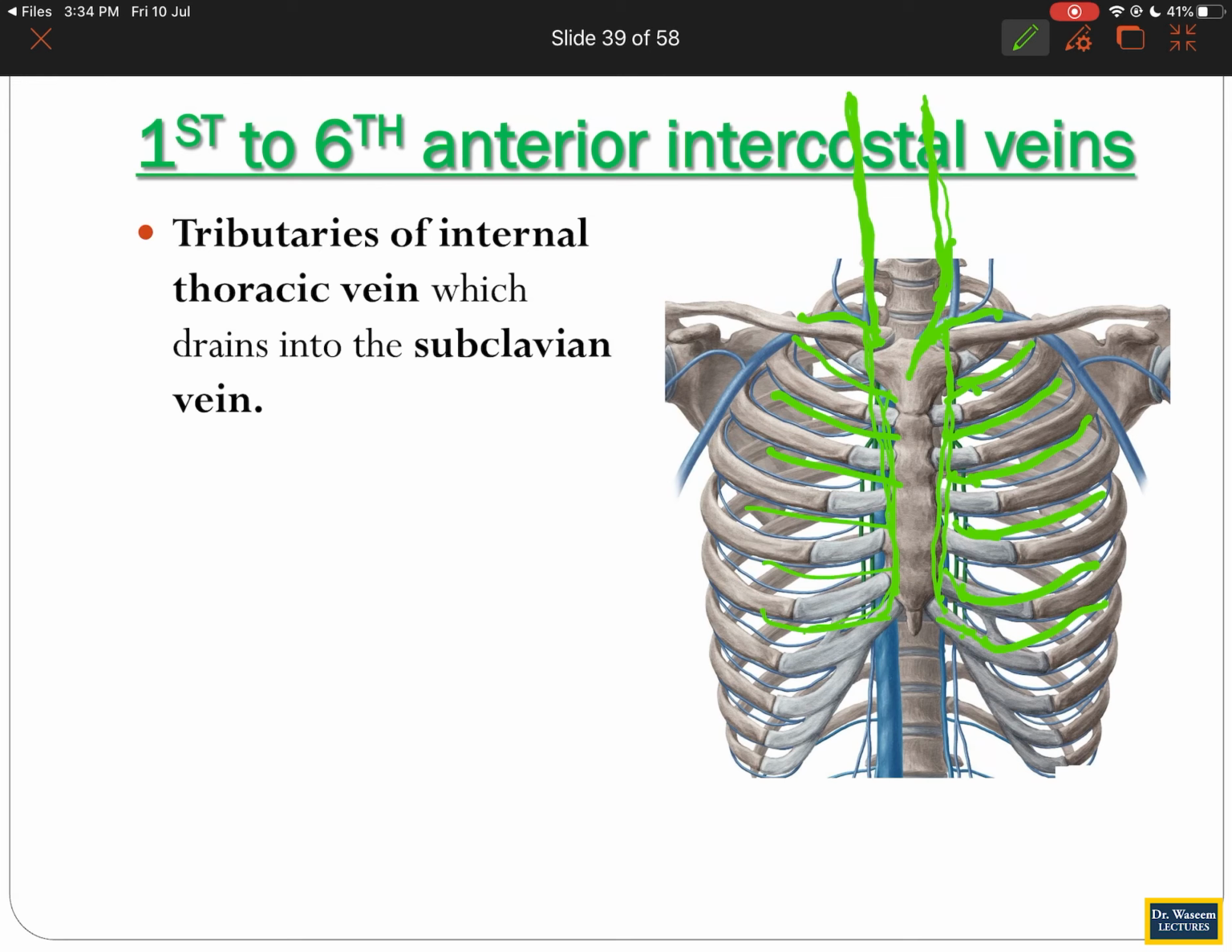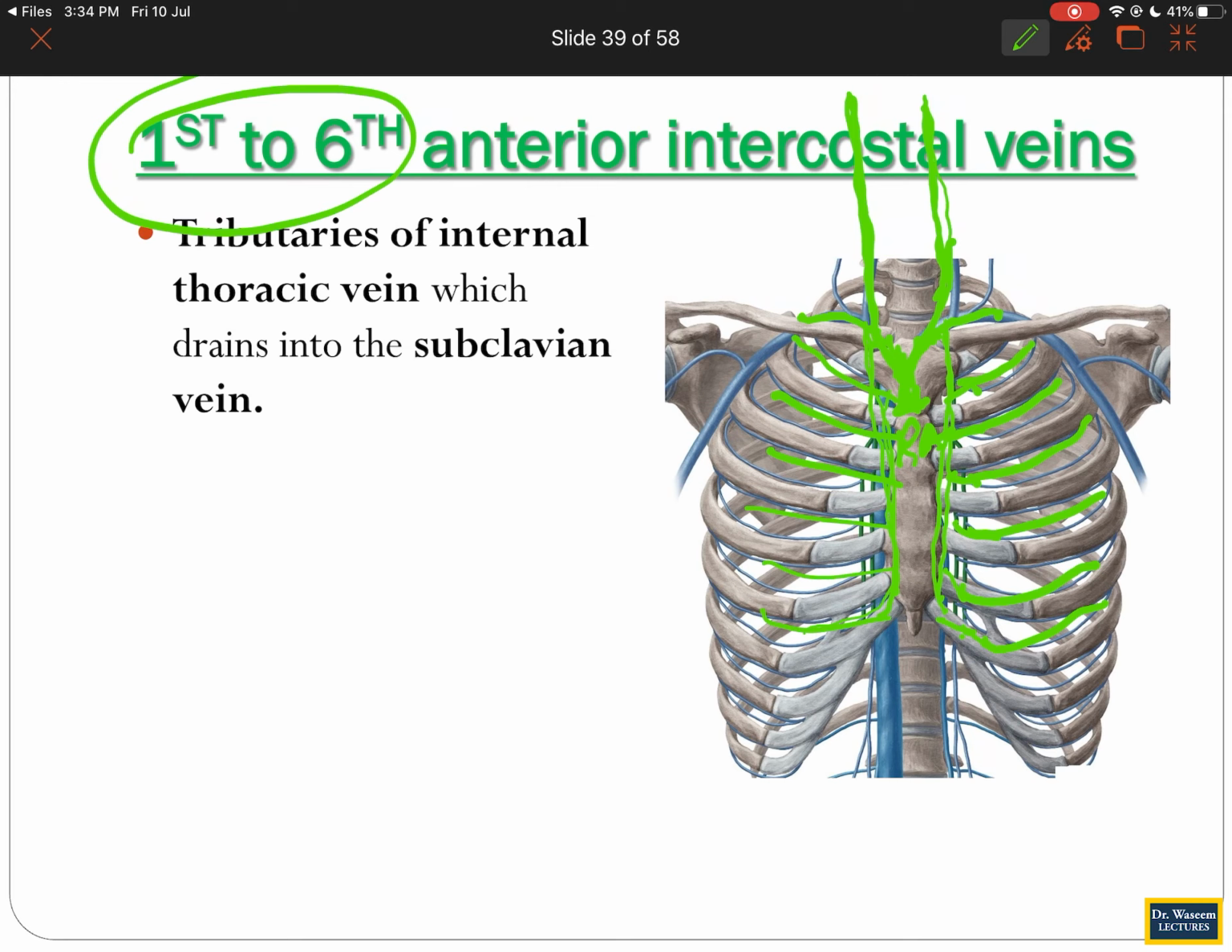And both brachiocephalic veins join together to form the superior vena cava, and the superior vena cava will open here into the right atrium of the heart. So anterior intercostal veins are for intercostal spaces 1 to 6, the problem is solved here.